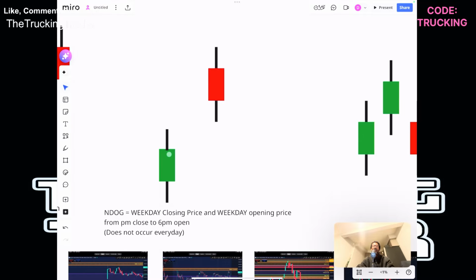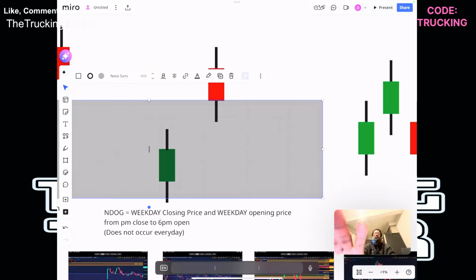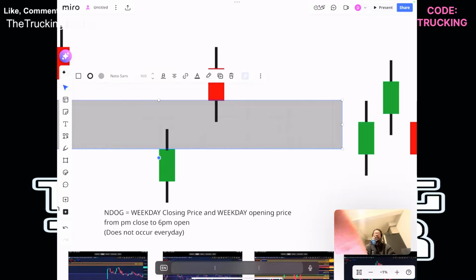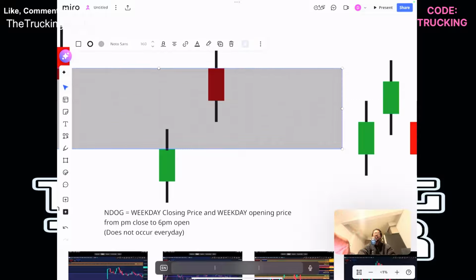Same thing with this new day opening gap. You will box this up using the closing price of any of your weekdays. So let's say price closed Monday at 5 p.m. This would be your closing price. And then when it opens back up at 6 p.m., if this is a red candle and it gaps up, your opening price will be the top of this red candle. You will box that up just like this, from the closing to the opening, the same thing that we did.